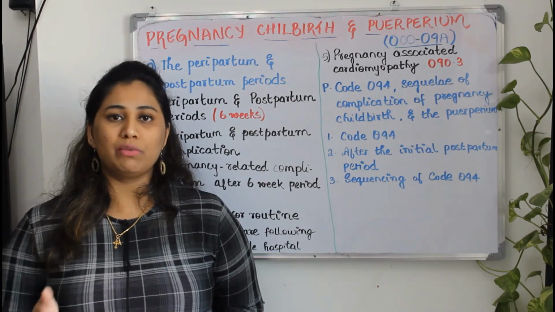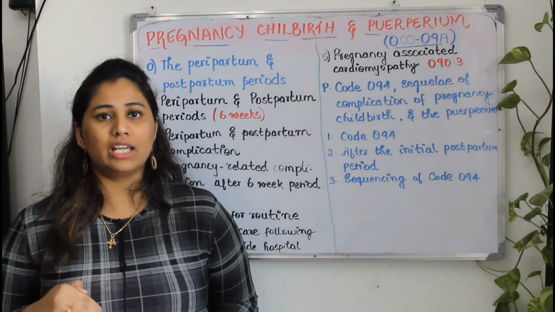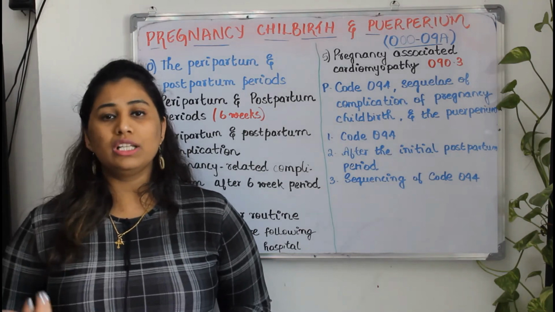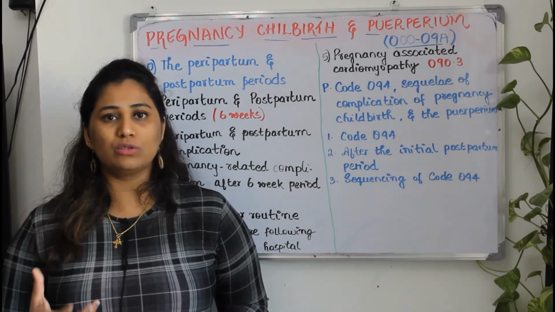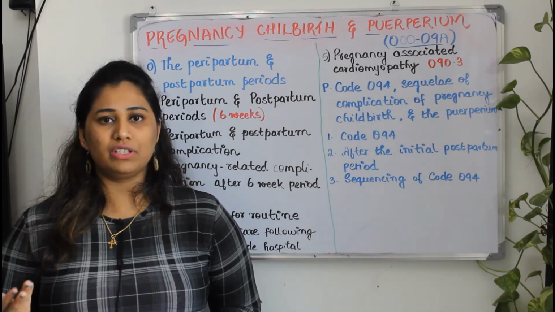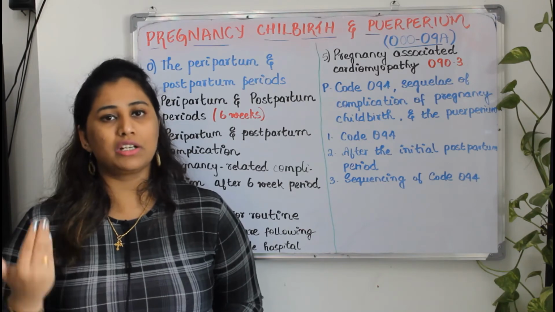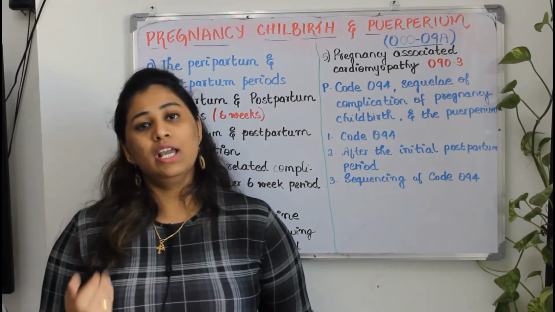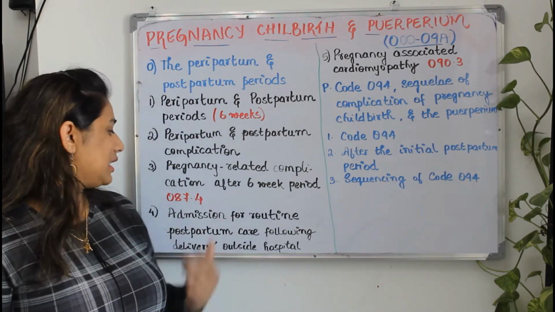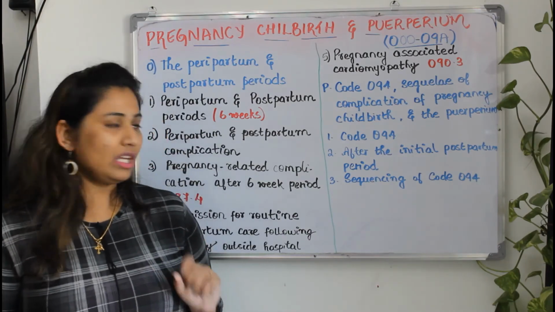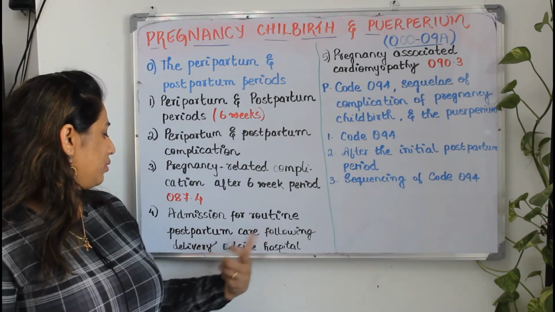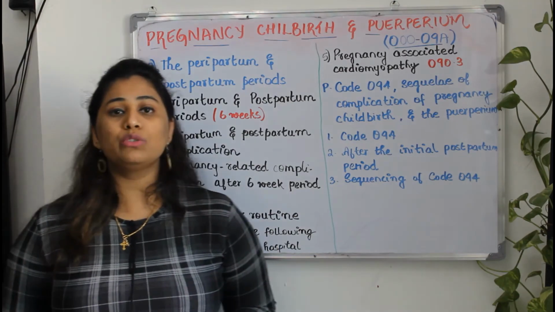If the woman is coming before 6 months, then in that case we can code O87.4. Not only varicose veins, Dickovan syndrome and all those things happen as a complication of pregnancy. So immediately after the delivery, within 6 months, if we are doing any corrective measures for that, it will come as a peripartum complication, and for that the category code will be O87.4. This is postpartum and peripartum. And the next one is admission for routine postpartum care following delivery outside the hospital.